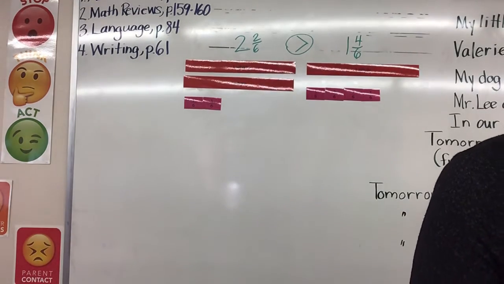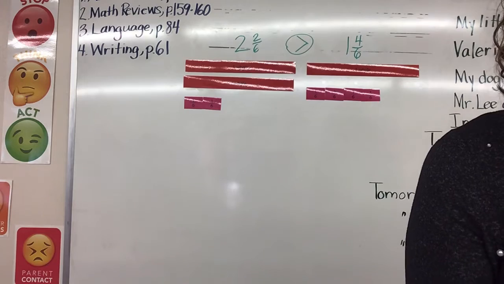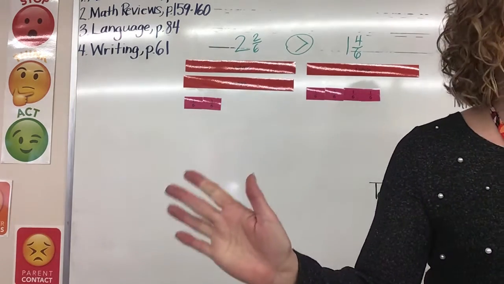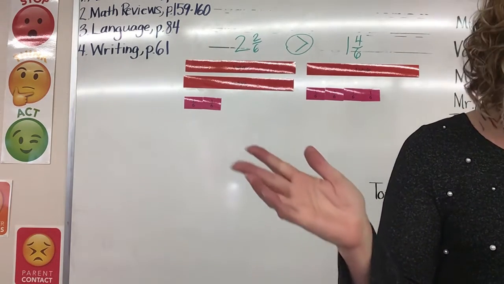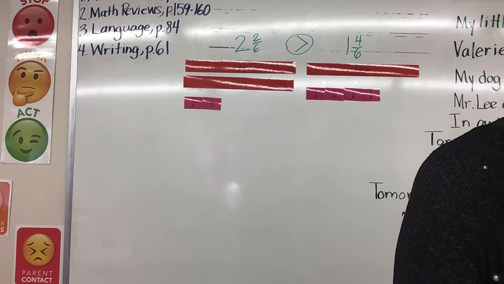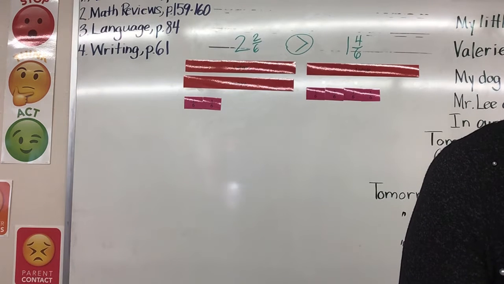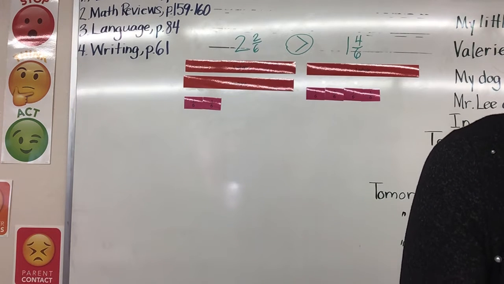All right, number 6. The whole number for the first one is 2. The whole number for the second one is 1. So we can stop there. We already know which one's bigger, the one that has a whole number of 2. So let's say it together. 2 and 2/4 is greater than 1 and 3/4.